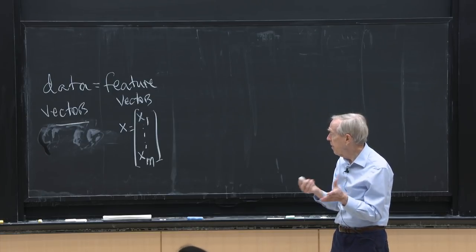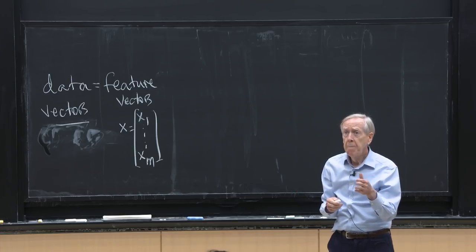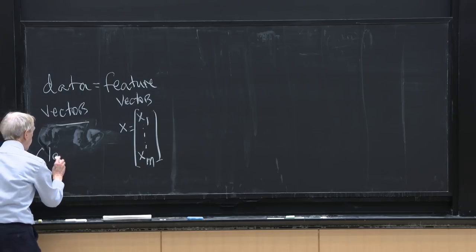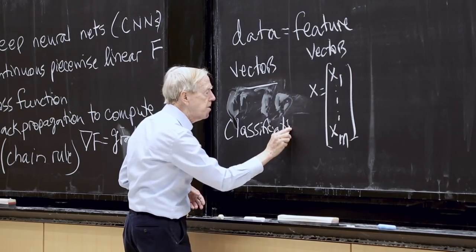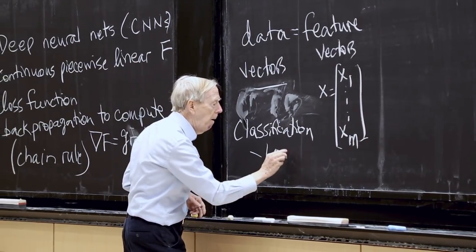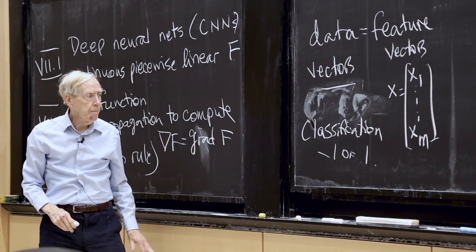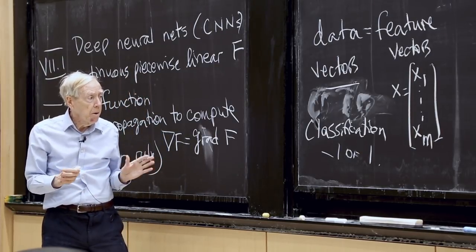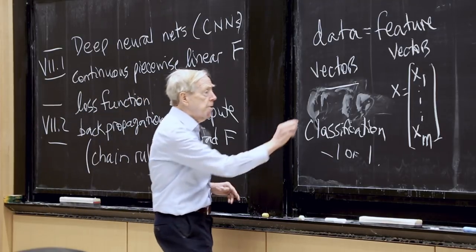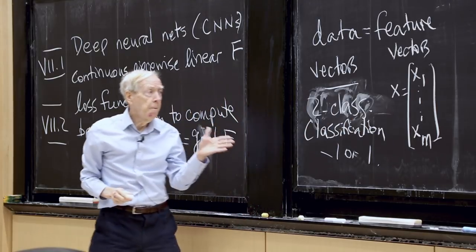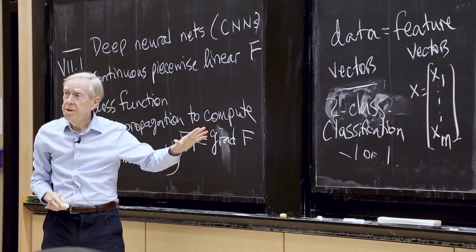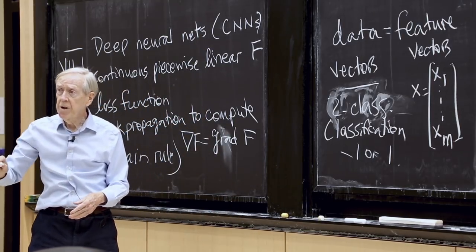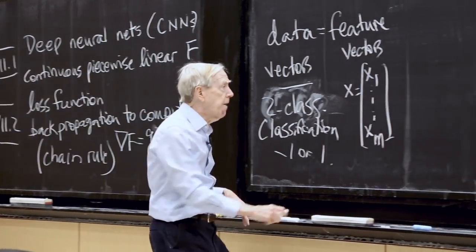The job of the neural network is to create, and we're going to classify. Maybe we're going to classify men and women, or boys and girls. So let's make it a classification problem, just binary: minus one or one, or zero or one, or boy or girl, or cat or dog, or truck or car. Just two classes. So I'm just going to do two-class classification. We know which class the training data is in. For each vector x, we know the right answer. So we want to create a function that gives the right answer, and then we'll use that function on other data.